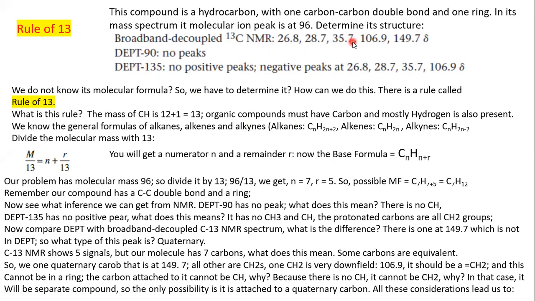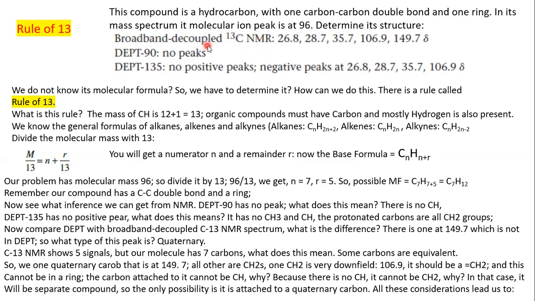We have a molecule and its mass spectrum shows a peak at M over Z 96. So that is the molecular mass of this substance. This substance has 1 carbon-carbon double bond and it also has 1 ring. So this is the data that we already know, okay? A ring is there, a carbon-carbon double bond is there, and its molecular ion peak appears at 96 M over Z. So this is the data with us.